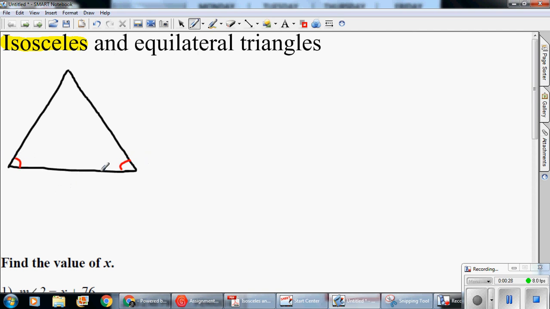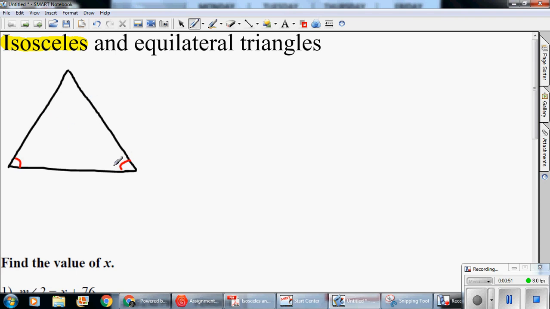So these two angles have the same measurement. If this is 5, this will be 5. If this is x, the other angle will be x. If this angle is 3x plus 5, the other angle will be 3x plus 5. Okay? If the angles are congruent, the sides opposite to them are also congruent.